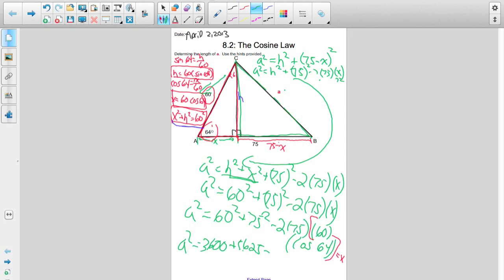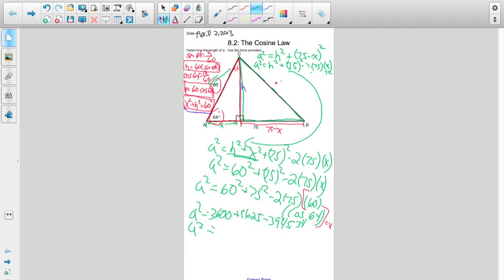And then what's 2 times 75 times 60 times the cos of 64? If I add those two numbers and subtract, what do I get? So how do I get for a? That's a squared. So I take the square root of both sides. So what's a? 72 point what?